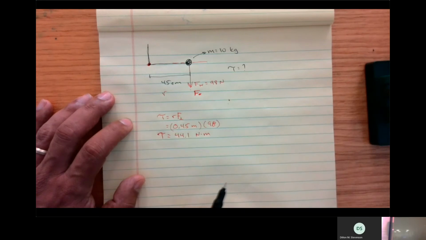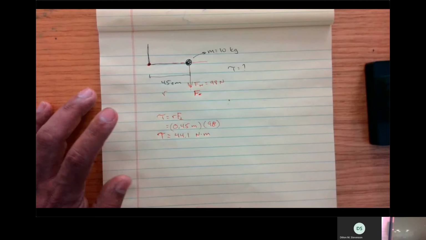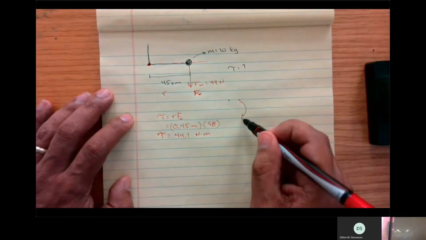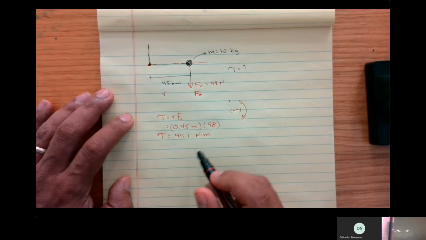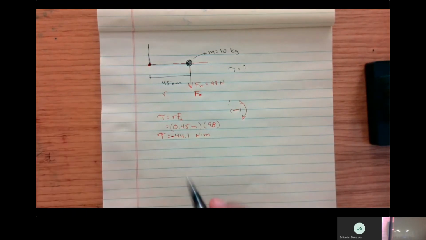Now, remember, torque has a direction. It's a vector. If the force is causing a rotation that is clockwise, this is going to be a negative torque. So this torque has to be negative 44.1. And the negative basically means that it's rotating clockwise. Okay, makes sense?